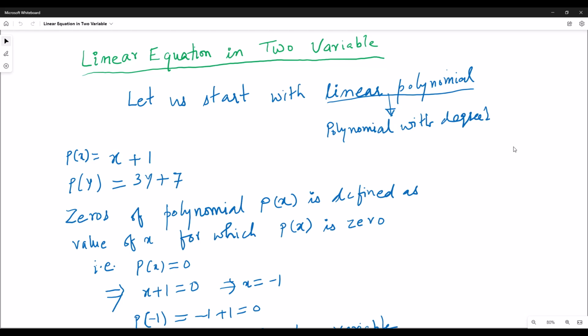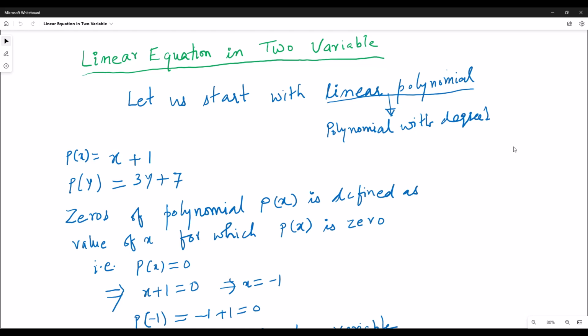Today we will be talking about linear equation in two variable, class 9th NCERT textbook. In all the chapters I am following the NCERT textbook and I am solving the problems of the NCERT textbook.